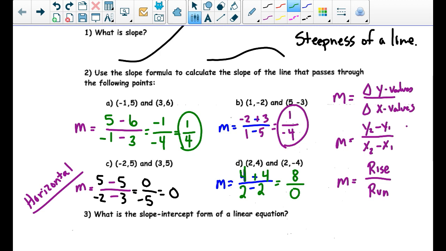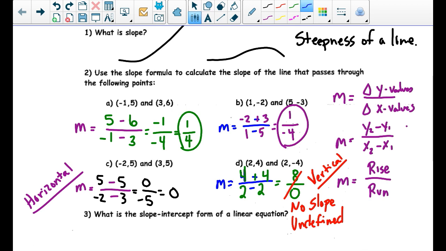0 in the bottom, okay? Cannot do. No slope, okay? So no slope, or what we call undefined. Okay, so no slope or undefined. No slope and undefined is a vertical line. Okay, so vertical, so straight up and down.